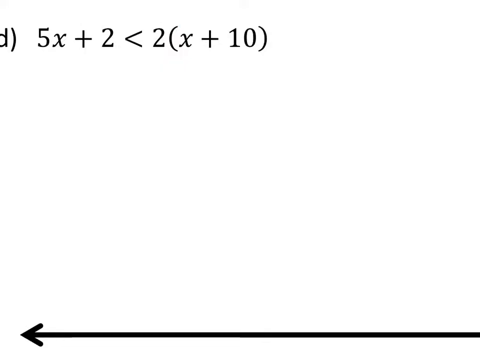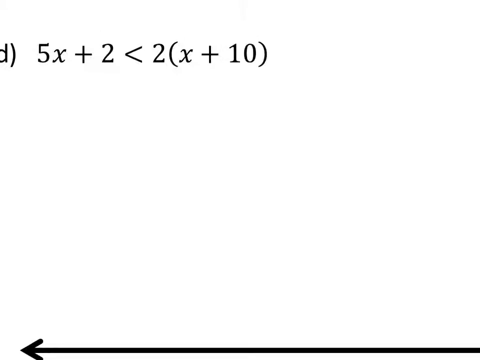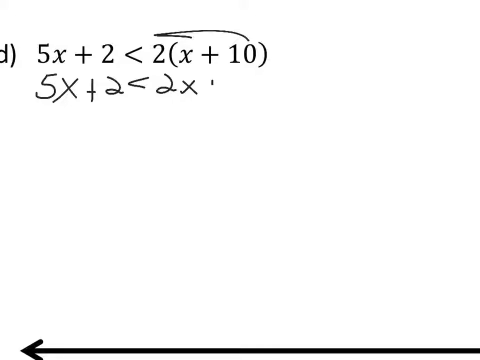Letter D, we now have that distribution portion of the problem. 5x plus 2 is less than 2 times quantity x plus 10. So the first thing the notes at the top said, well, we could divide everything by 2, but I'm going to get a fraction, so instead let's just distribute. So I have 5x plus 2 is less than 2x plus 20. Again, I just multiplied or gave that 2 to everybody inside.